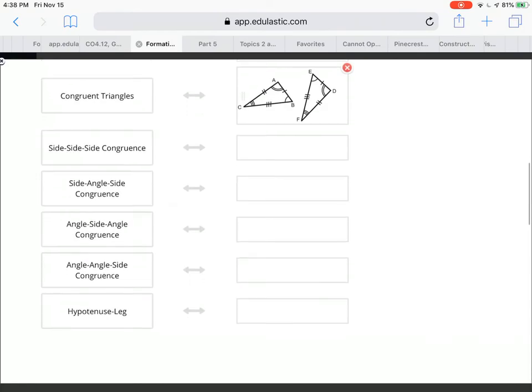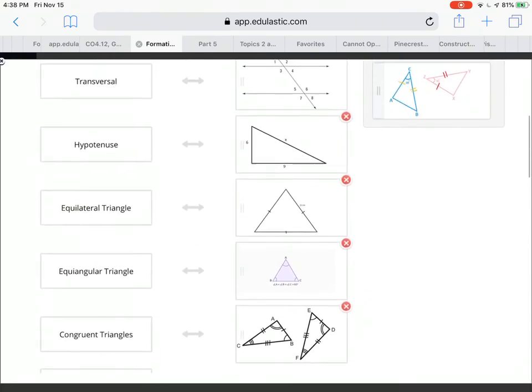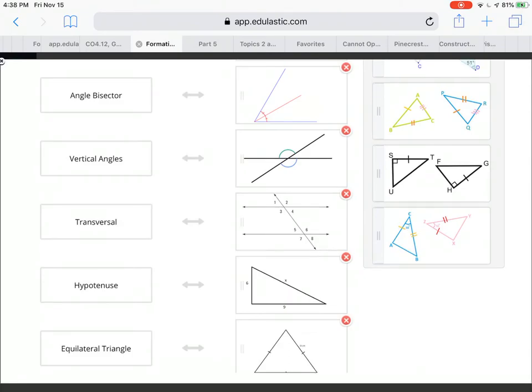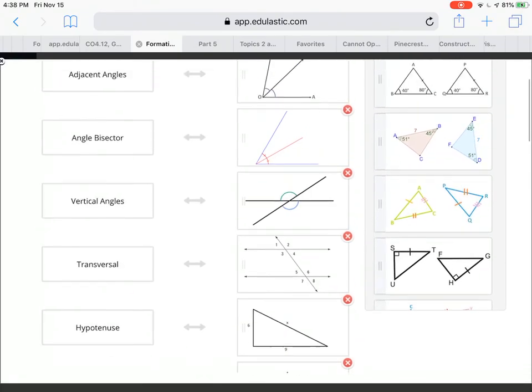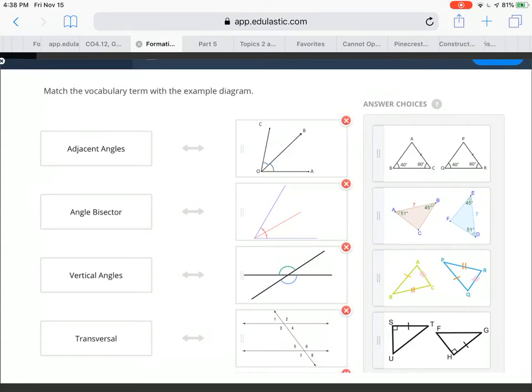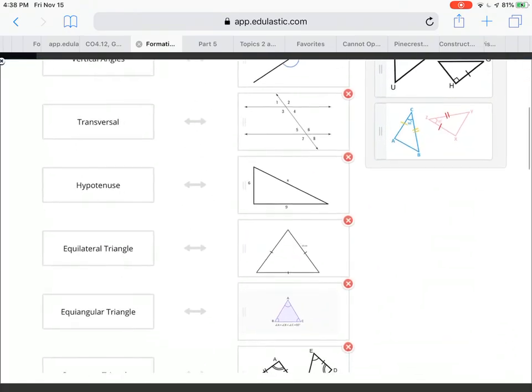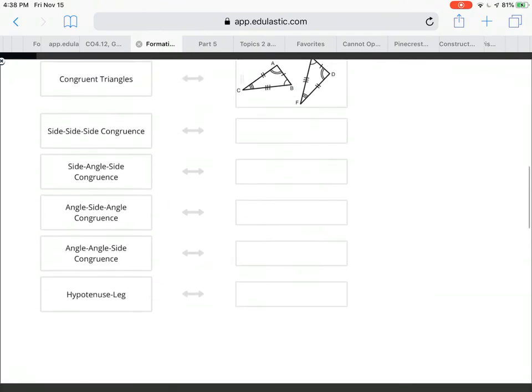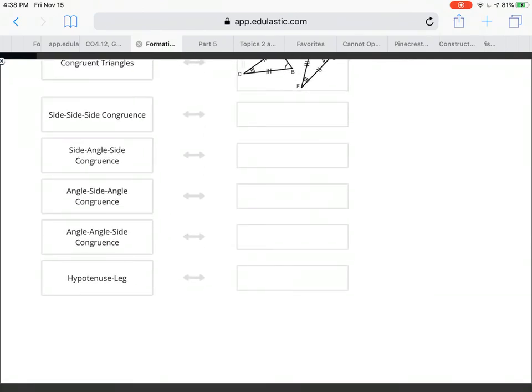Okay. Angle side angle. That would be the second picture there with triangles ABC and EFD. The two pairs of angles that are congruent are 51 and 51 and 45 and 45, and then the side with length 7 being congruent. That's angle side angle.